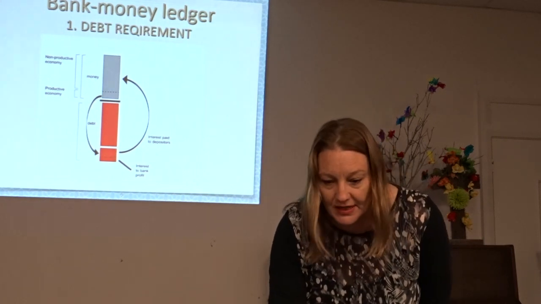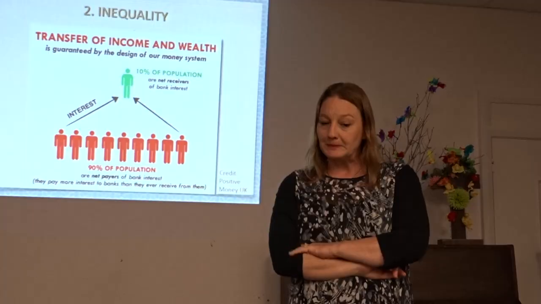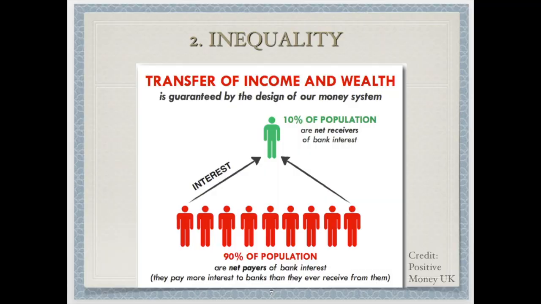So it is basically a transfer of wealth, and this is a slide I borrowed from Positive Money in the UK, and it basically says the same thing. It's a transfer of income and wealth from the bottom 90% to the top 10% of the population, just from the way this is designed.